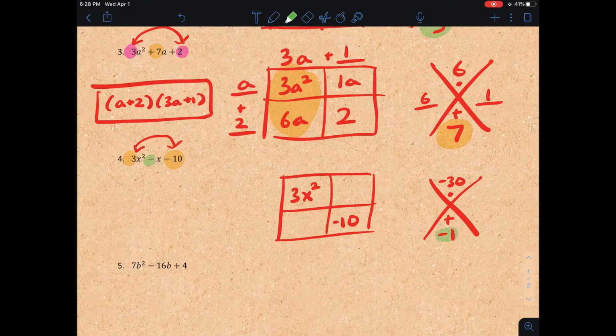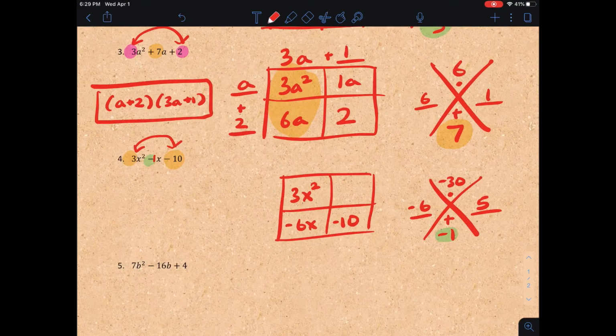You see just a negative with an x, right? But whenever there's no number there, you need to put a 1, right? That's the coefficient. So in this case, the coefficient is really a negative 1. And so here we put a negative 1 on the bottom. Then we're going to ask ourselves what two numbers multiply to negative 30 and add up to negative 1. Here it would be negative 6 and positive 5.